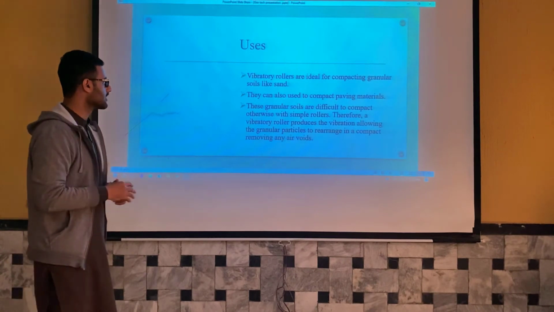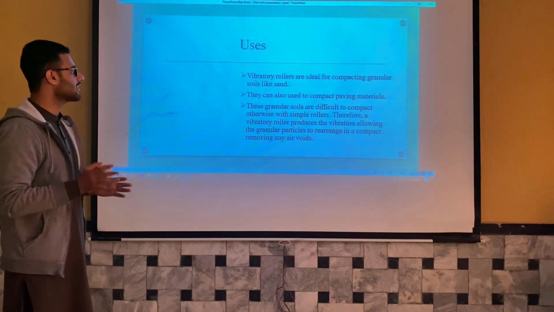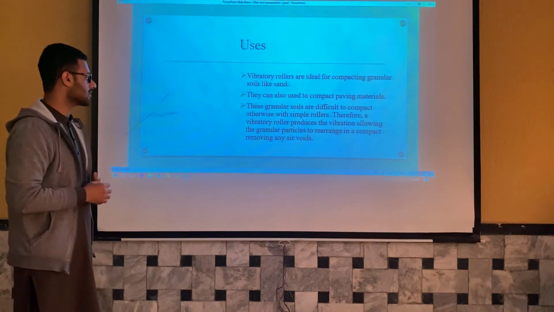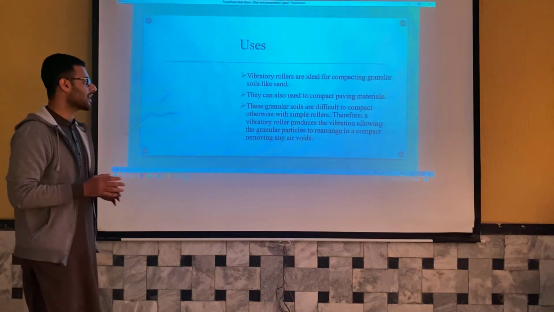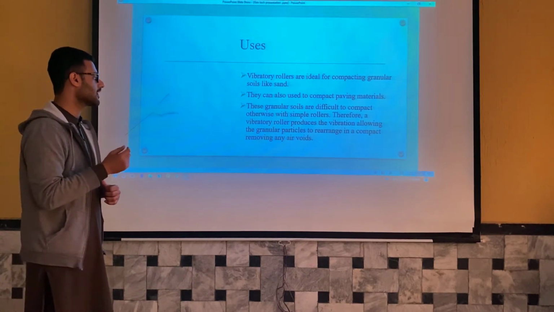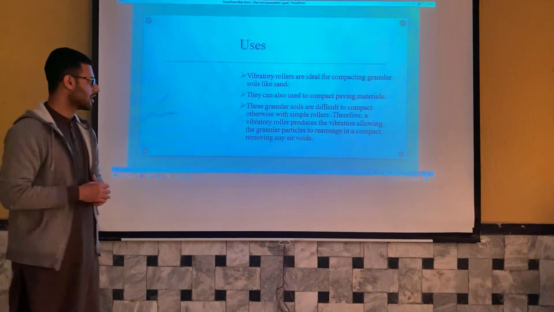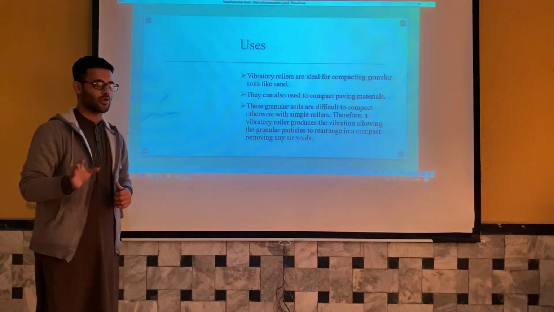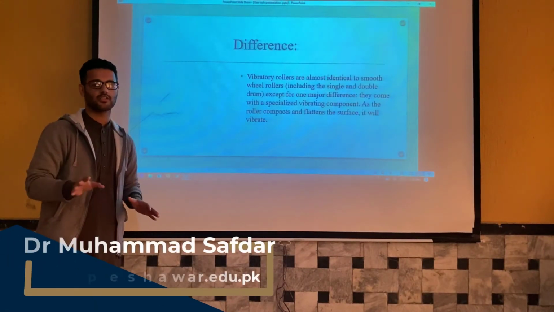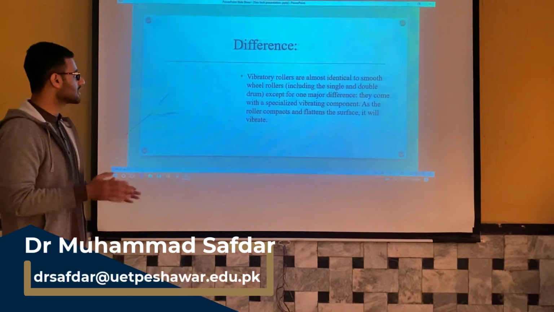Now, where do we use it? Vibrating rollers are ideal for compacting granular soils like sand. They can be used to compact paving materials. These granular soils are difficult to compact otherwise with simple rollers. Therefore, a vibrating roller produces vibration, allowing the granular particles to rearrange into a compact form, removing any air voids. We use these vibrating rollers to remove any type of air voids present in the soil. Now, what is the difference between them?